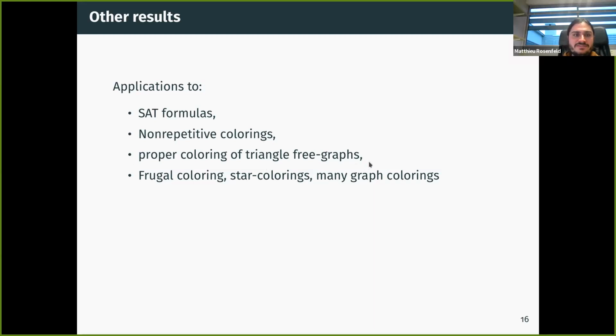Proper coloring of triangle-free graphs, as I said, but you can apply it to frugal coloring, star coloring, and many other graph colorings. Actually, when I introduced this technique, I tried to apply it to many problems that used entropy compression, and usually I obtained the same bound. I have a much shorter proof, which is easier to read, but the same bound, which is a bit disappointing because now what do you do with this result? You just have a shorter proof of a result which is already known, but still, I think it's quite nice. And sometimes you have better intuition of what's going on also.